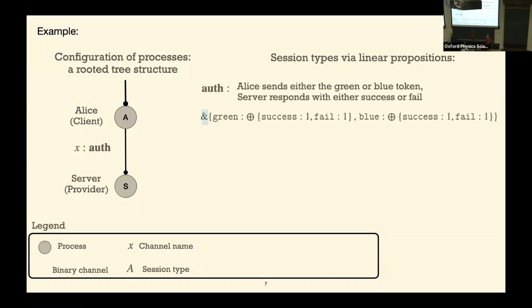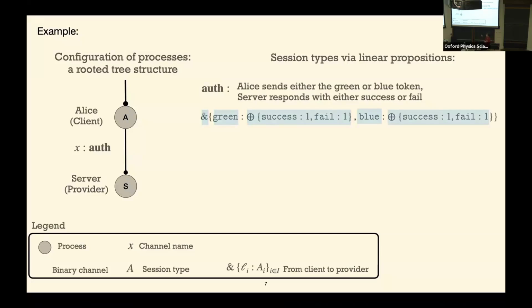It starts with an additive conjunction, which means that it is the responsibility of the client to send a message to the provider, from parent to child. The messages that it can send are only these two labels, green or blue. So the client can choose between the labels green and blue and send one of them to the provider. What comes after this label is what the protocol will evolve to after this communication is done.